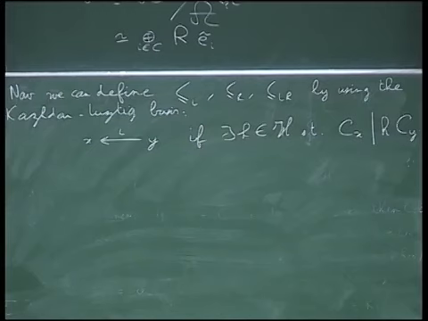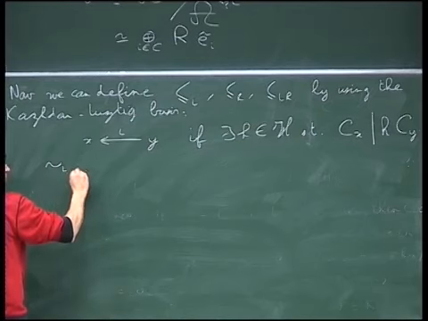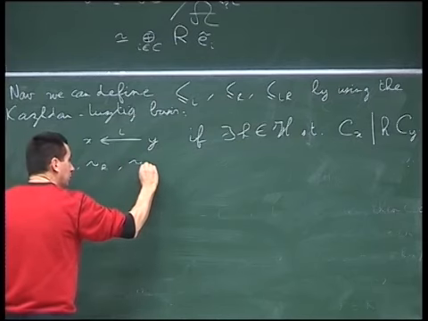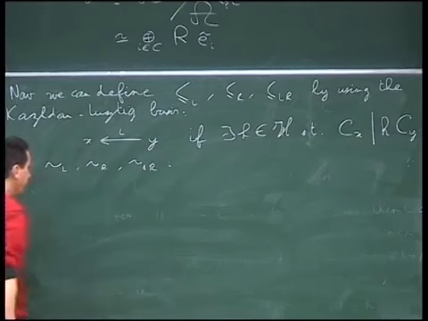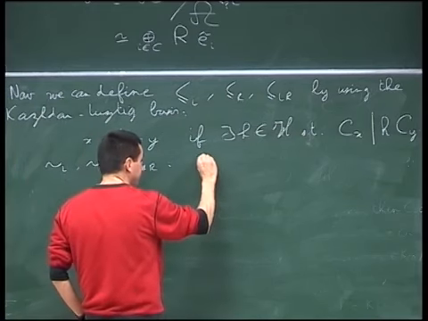And we can do the same thing as we have done at the beginning. And so this gives you an equivalence relation, and the equivalence classes are called the left, the right, or the two-sided cells.